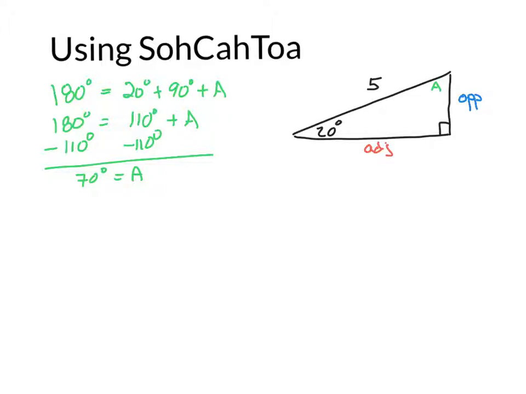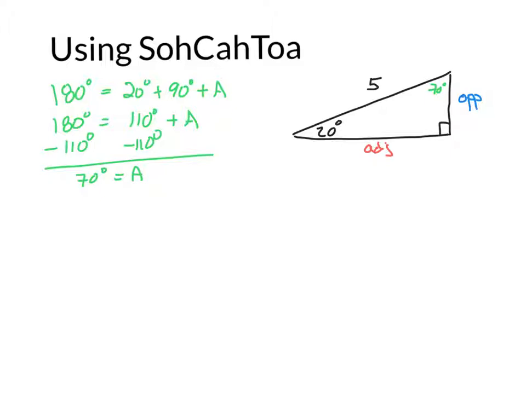Okay, so what I'll do is I'm going to erase A and put in our angle measure there, 70 degrees, that we just figured out. Okay, so I have 20 degrees, and then I figured out this angle of 70 degrees.